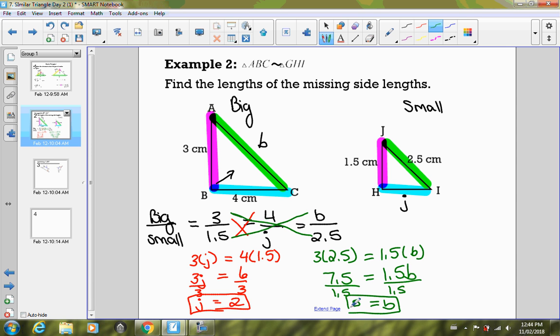So again, what you want to remember is you want to set up your ratios properly, and that's the biggest step. This is the only step that we're adding here, this beginning step. That's it. This cross product multiplication is what we've been practicing for the last couple of days.